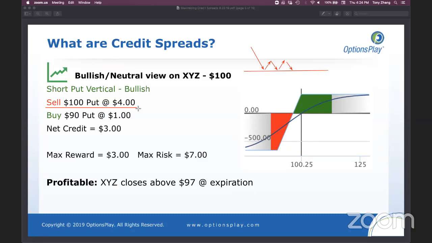So let's say I do that and I collect $4 in premium on this $100 put. So that's this trade right here. I'm basically selling a put. That's what the risk profile of a put looks like. And I collect $4 to do so.